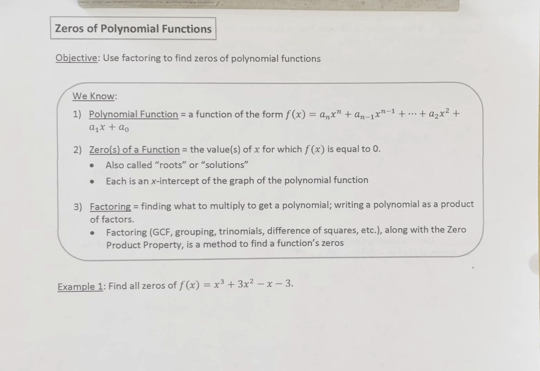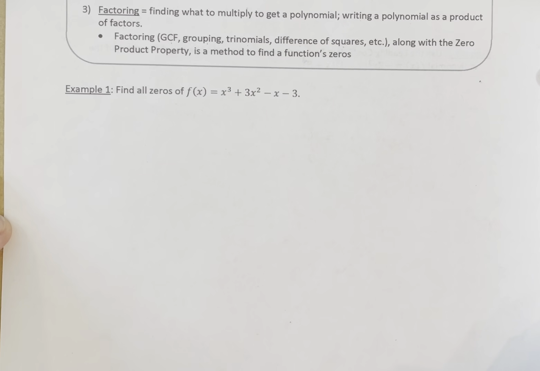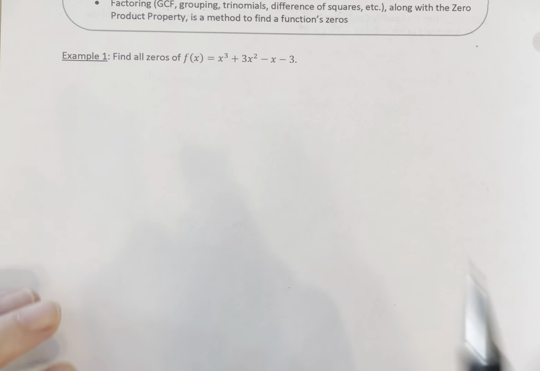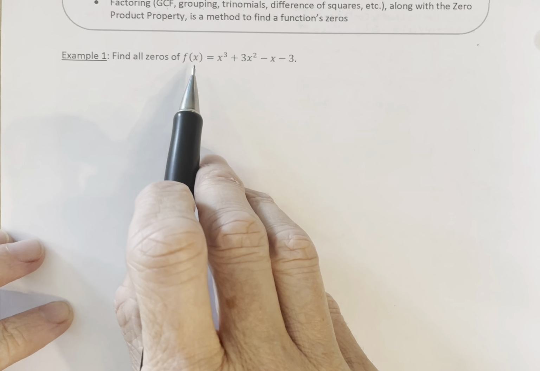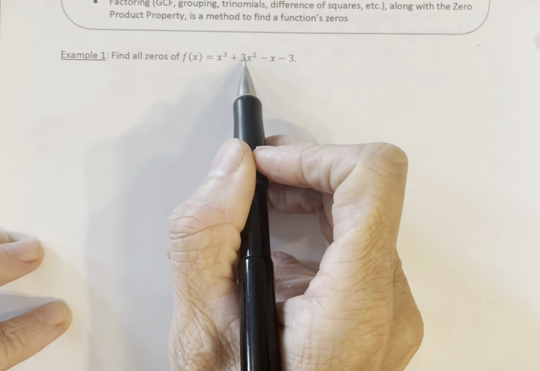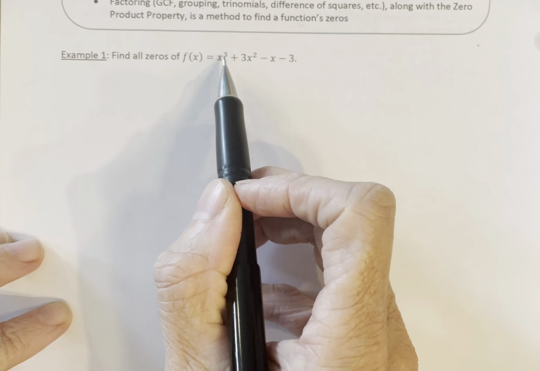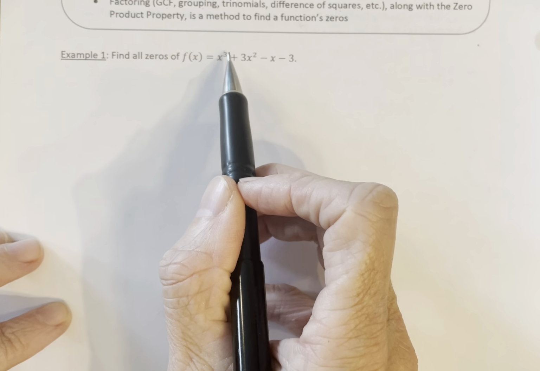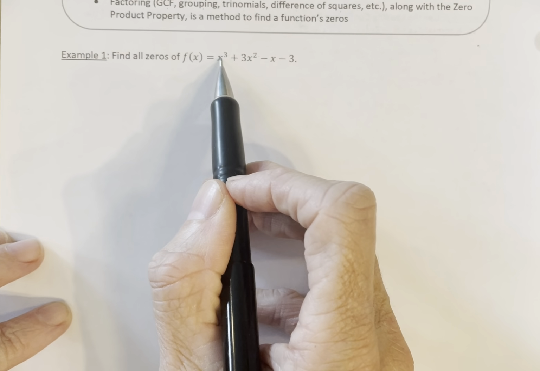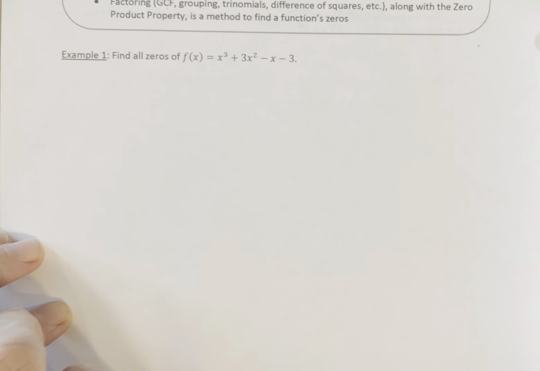Okay, let's take a look at this. Well, let's take a look at their graphs using our graphing device. Find all zeros of f of x is equal to x cubed plus 3x squared minus x minus 3. We want to note that our powers of x terms are in numerical order from greatest to least. So this polynomial is in standard form, and it is a third degree polynomial.